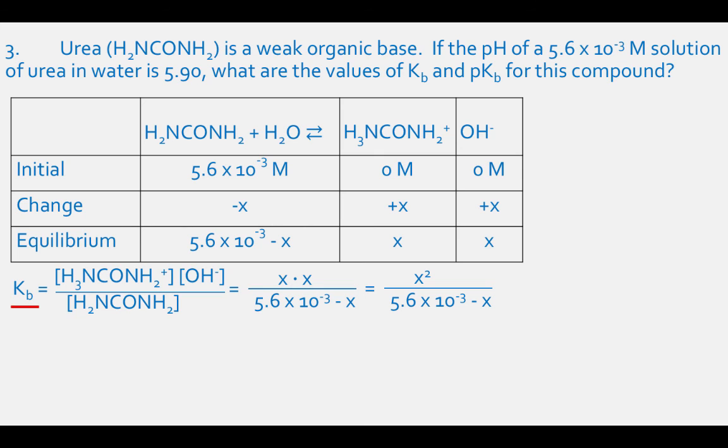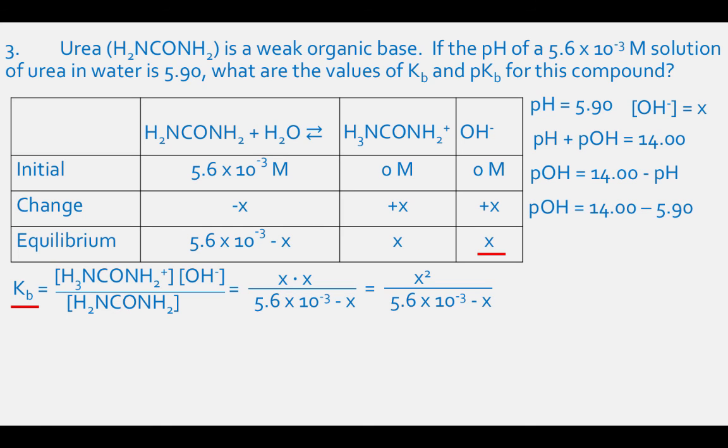To solve for this, we need to find the value of x, which we can do because they gave us the pH of our solution. It is 5.90. Our x value equals our concentration of OH negative. To find the concentration of OH negative from our pH, utilize the equation pH plus pOH equals 14.00. Then our pOH equals 14.00 minus our pH, or 14.00 minus 5.90, which equals 8.10. Our OH negative concentration then equals 10 raised to the negative pOH, or 10 raised to the negative 8.10. This equals 7.94 times 10 to the negative 9, which equals our x.